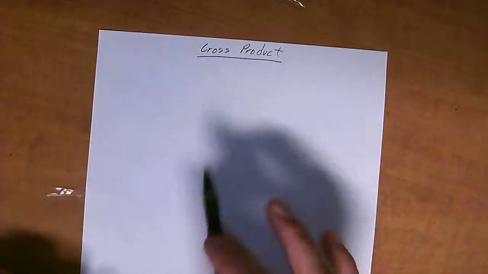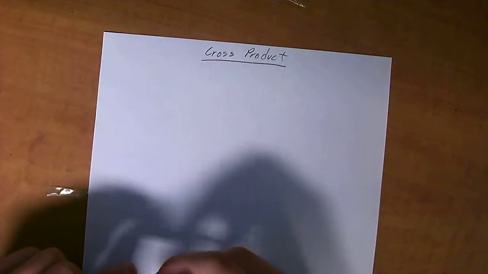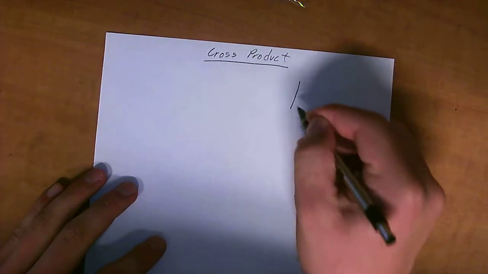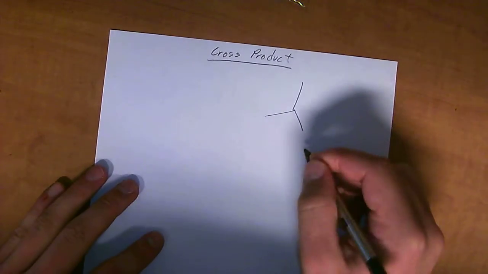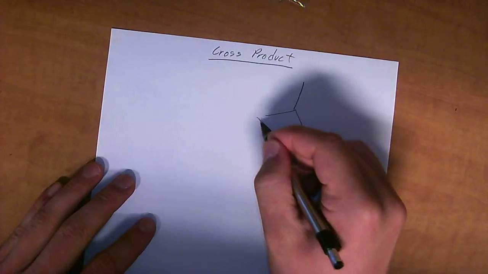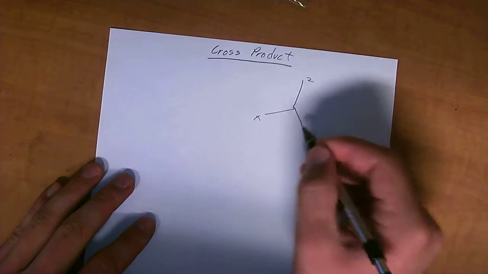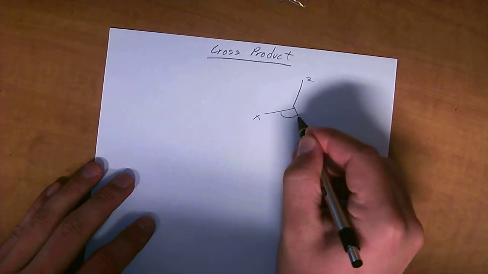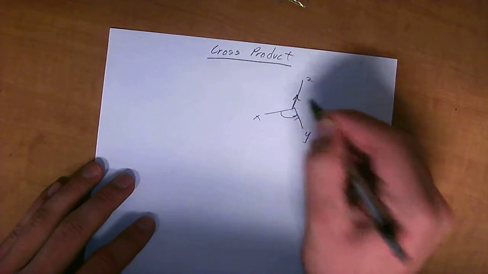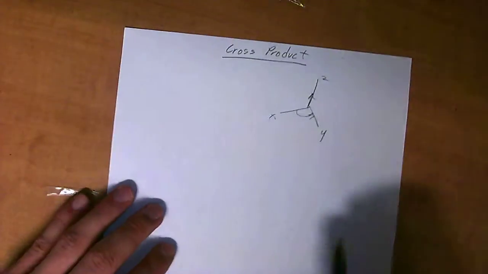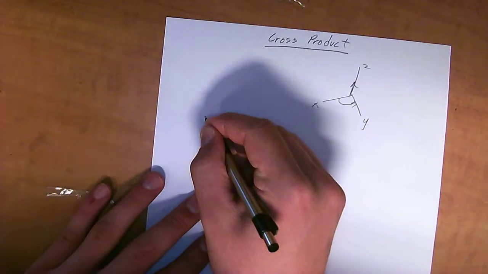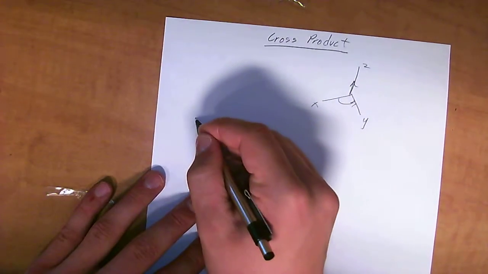Okay, so the cross product of a couple of vectors. The cross product is actually a very useful thing to have in robotics because if you have, let's say, x, y, and z here, if you take the cross product of x and y, it will give you z. So that's the point of a cross product.